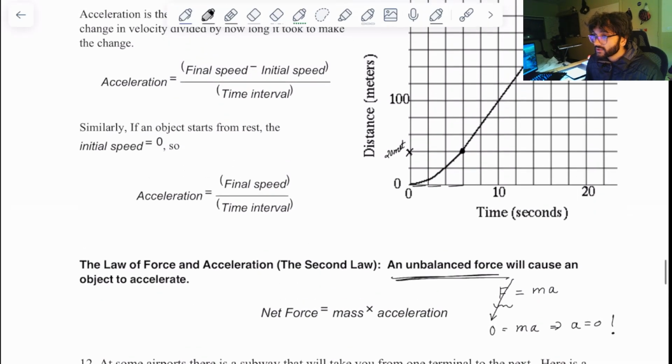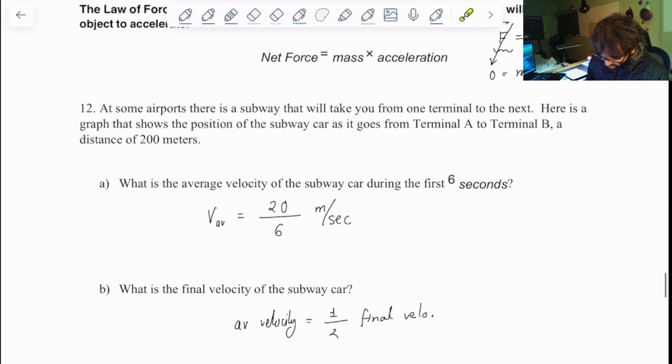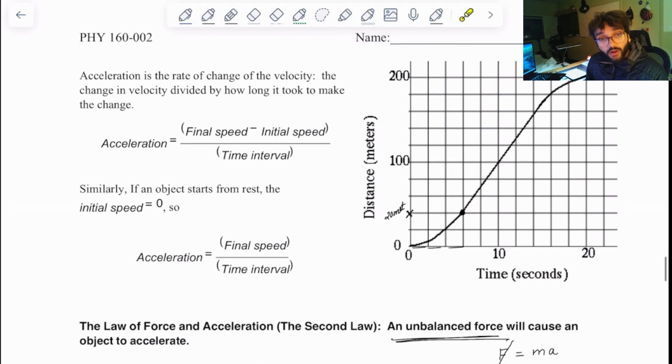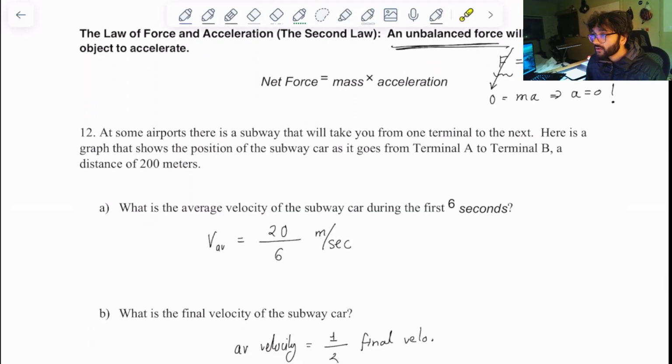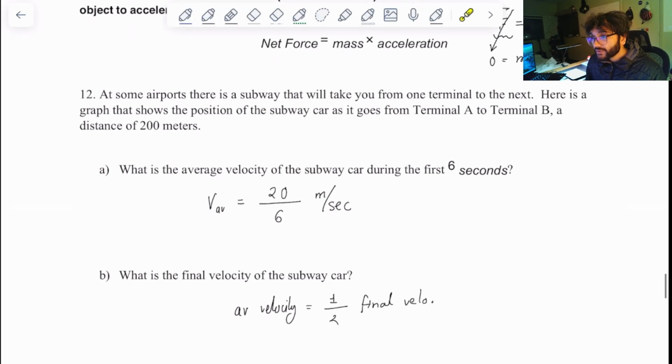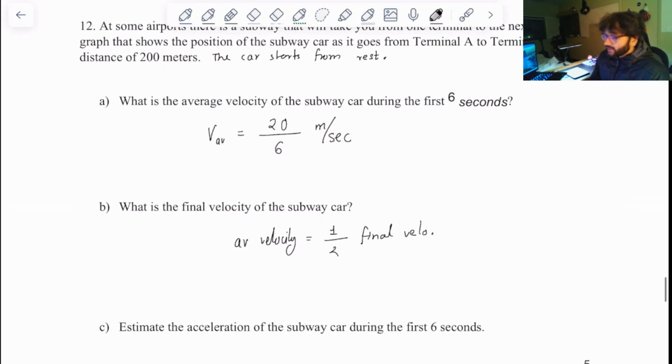It should say somewhere that it starts from rest, and it says it right here. Oh, but that was not for the question that we are discussing, right? There's another correction then. It should say that the car starts from rest. So that's why average velocity is half of the final velocity, and we're required to find the final velocity.